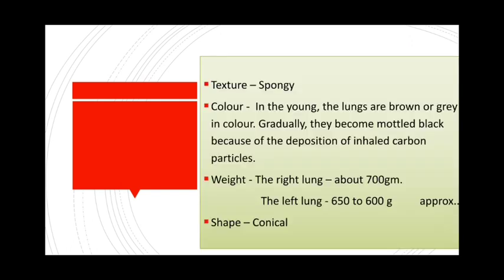Now we will come to texture, color, and weight. The texture is spongy in nature. The color in young lungs is brown or gray, and gradually becomes mottled black because of the deposition of inhaled carbon particles. The weight of the right lung is about 700 grams and the left is 650 to 660 grams, which means the right is approximately 100 grams heavier than the left lung. The shape of the lungs is conical.